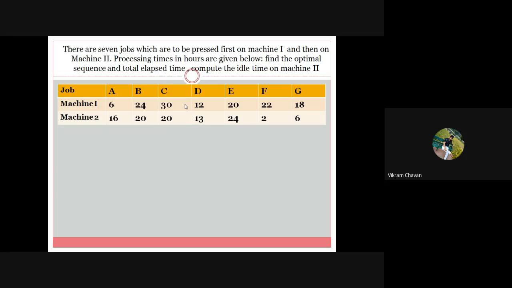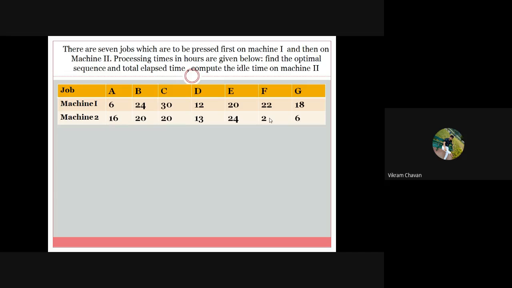F2. Okay. So job F has the lowest processing time, that is 2 hours, and this processing time is related to machine number 2, the second machine, so we have to give the least priority to this particular job because it is associated with machine number 2. Getting everyone?